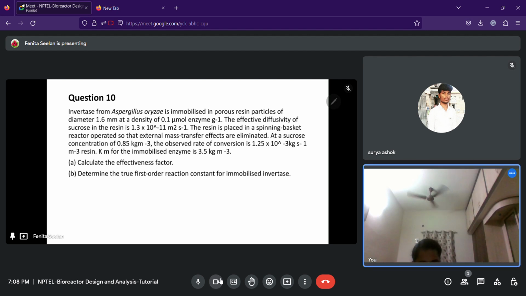So we'll start solving the problem. First let us note down the given values. The diameter is 1.6 millimeter, which is 1.6 into 10 power minus 3 meter. Here the R value would be d by 2, right? So that is 0.8 into 10 power minus 3 meter. What else is given? Your diffusivity.